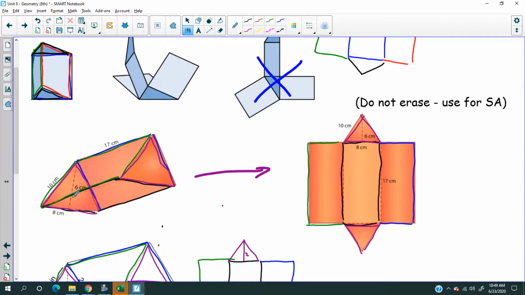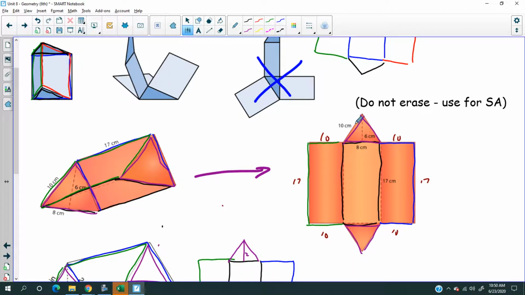So the 6 here is the height. They're telling you that that's the height. So if that's 8, that's 10. So this has to be 10. You see, I still got to do some of the work here. So this is 17. I know that. That's 17. That's 17. So you see how I'm labeling all the sides here? That's 10. That's 10. The height here is 6.